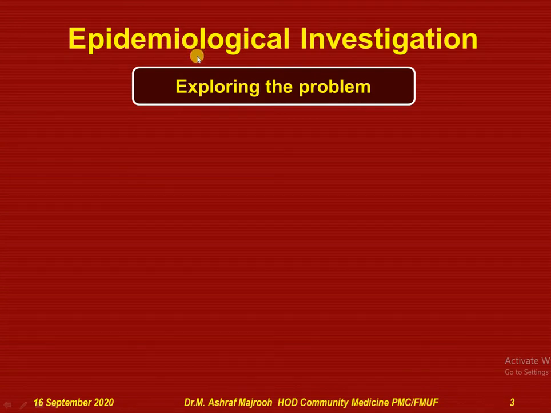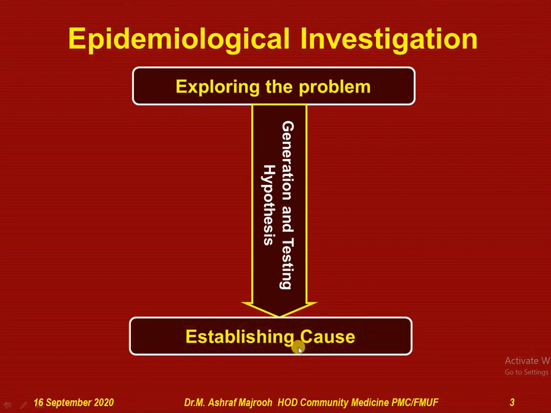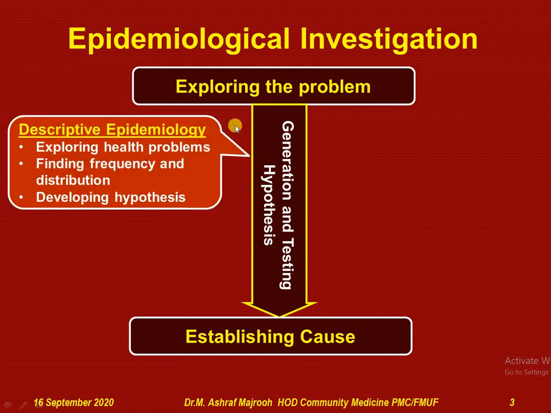If we look at the epidemiological investigation, it starts with exploring the health problem, and then we generate the epidemiological hypothesis and test the hypothesis, and the ultimate goal is to establish the cause. To establish the cause, we need various steps, and the first step is the descriptive epidemiology. The descriptive epidemiology will explore the health problem and find the frequency and distribution. This frequency and distribution lead to developing the hypothesis.